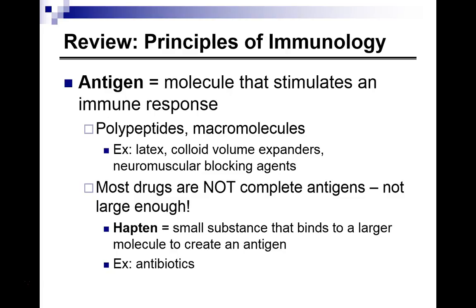Most of the drugs that we administer are not really complete antigens because they're not large enough, and they fall into the category of what we call haptens. Haptens are small substances that can bind to a larger molecule, and together they can create an antigen. So antibiotics are a great example of a small molecule that in and of itself cannot act as an antigen, but it can be taken up by another protein, and together it can create an allergic reaction.